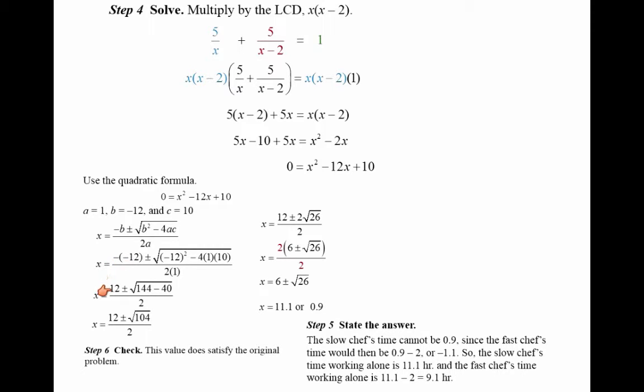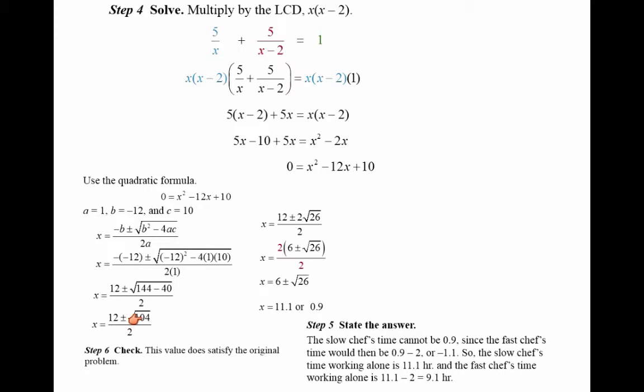Here we go, minus times minus 12 gives me 12. 12 squared gives me 144. When I multiply negative 4 times 1 times 10 gives me minus 40. So what I get under the radical would be 104. So I get two answers, 12 plus the square root of 104 over 2, or 12 minus the square root of 104 over 2. For the square root of 104, I can reduce that to 4 times 26.